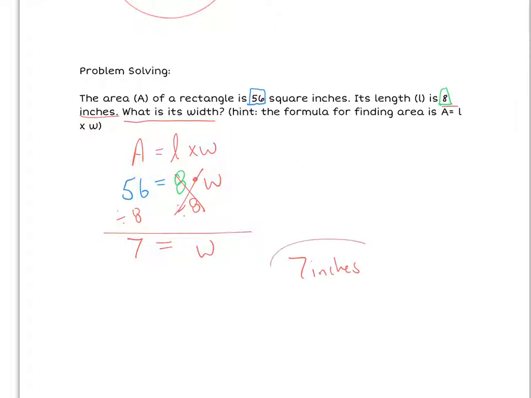Isn't it 56 square inches? That's what the area is. The area is 56 square inches. So it wouldn't be square. Nope, because the square is when you multiplied the two lengths together. So now we're dividing out, so we're back to just length all by itself.